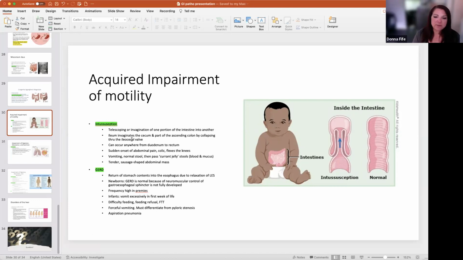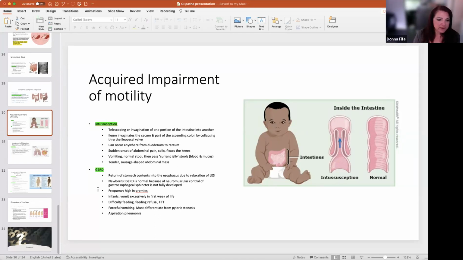There's sudden onset of abdominal pain, colic, and the child flexes the knees. They may have vomiting and normal stool, but then they might pass currant jelly stools, which is a combination of blood and mucus. So if you're looking at the stool, currant jelly stool is significant for that, which is blood and mucus in the stool. And they may have a tender, sausage-shaped abdominal mass that can be palpated.